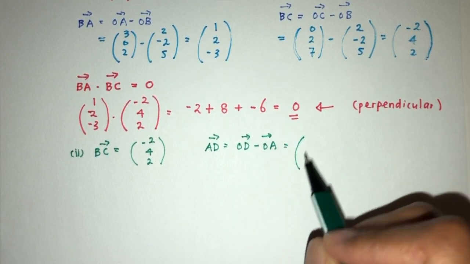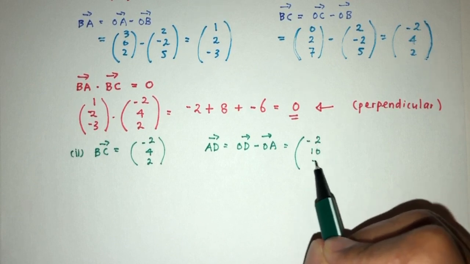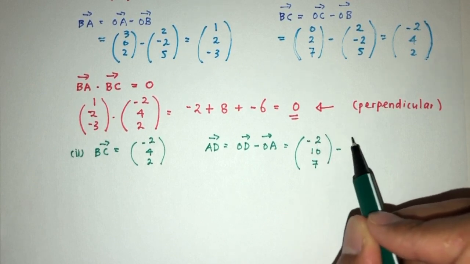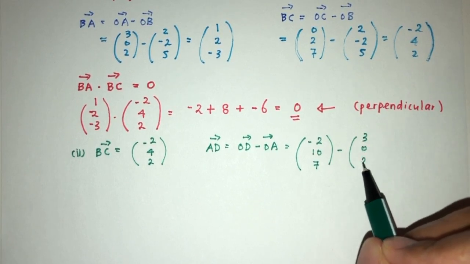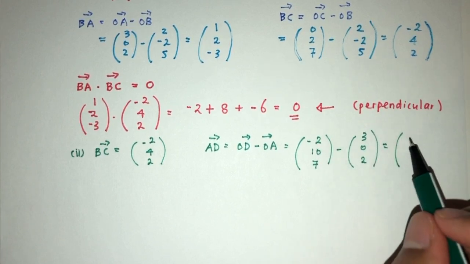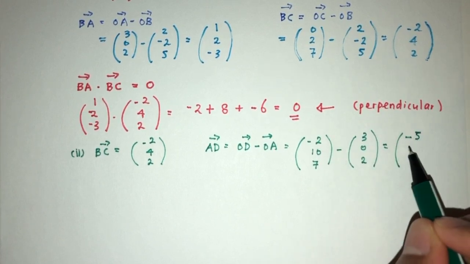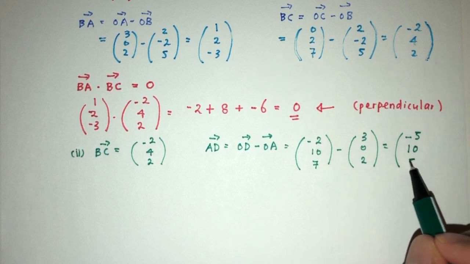So OD was found to be what? OD was given to you by minus 2, 10, and 7. Now minus OA, OA was given to you by 3, 0, 2. That will be minus 2 minus 3, that will be minus 5. 10 minus 0 is 10. 7 minus 2 is 5.